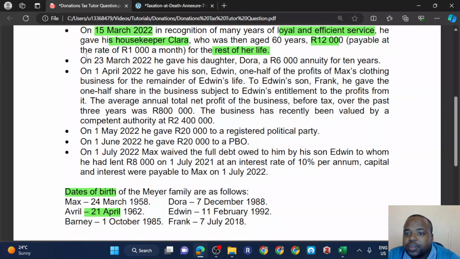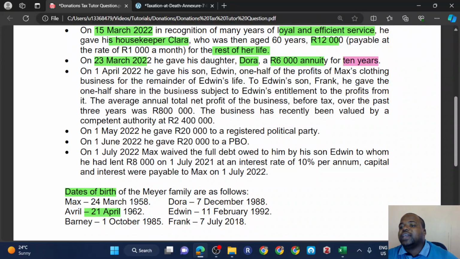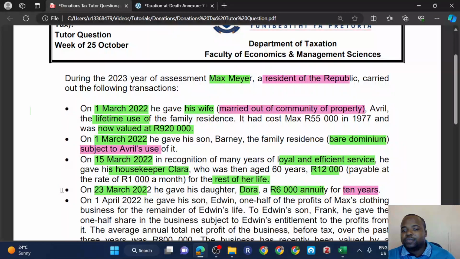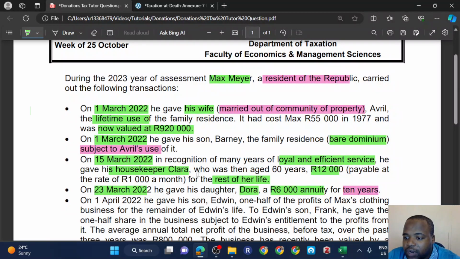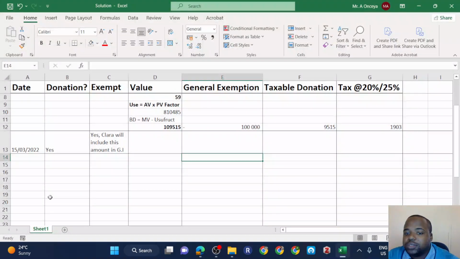So I told you on 23 March 2022 he gave his daughter Dora a 6,000 rand annuity, and this was for 10 years, right? For 10 years. So now we have a specified time period, whereas here it was for a lifetime use. Also, with regard to the annuity he gave to Clara, it was for the rest of her life, so there was no specified time period. But in this case we have a specified time period, so let's quickly do this.